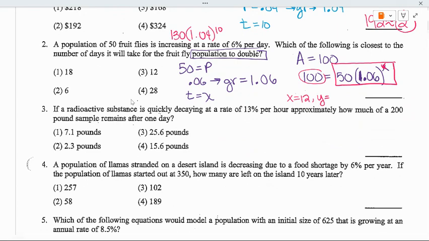What is Y? So in 12 days, what did you get for your output Y? What's your number? In 12 days, you get what? Yeah, 100.6, right?